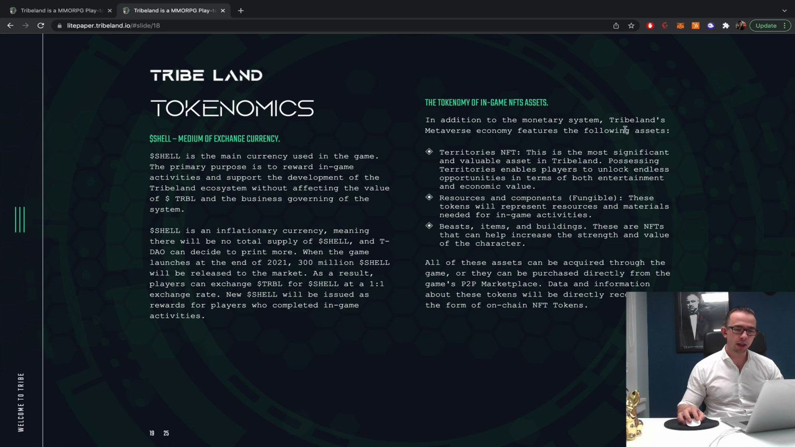In addition to the monetary system, Tribeland's Metaverse economy features the following assets. Territory NFTs is the most significant and valuable asset.